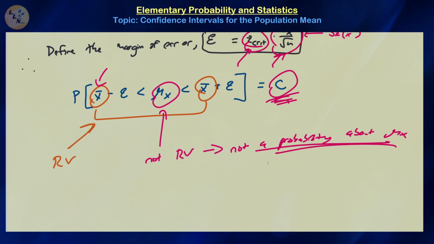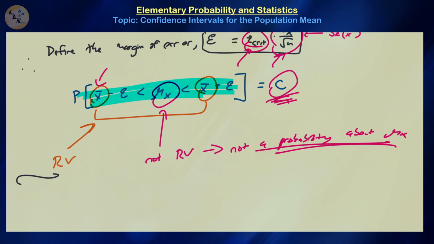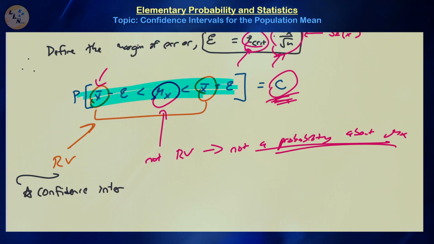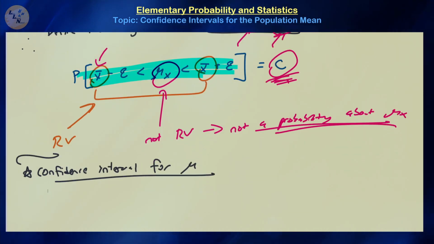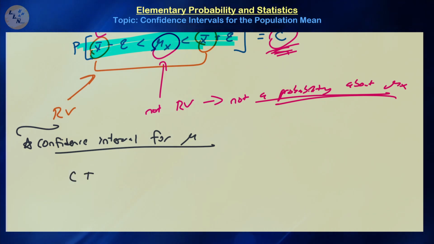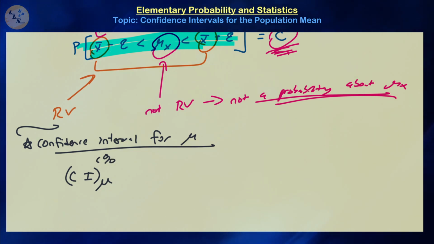So what is this statement that we've actually constructed, and what is its purpose? This is what we refer to as a confidence interval for the population mean mu. We usually write the confidence interval with our level of confidence superscripted, and the subscript on CI usually represents the parameter that we're estimating. It is going to be equal to x bar minus epsilon and x bar plus epsilon. So that's our confidence interval.